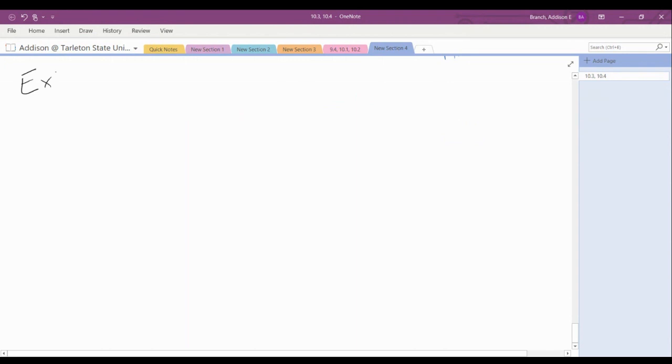So in this example, we want the area of the region inside r is equal to 4 sine of theta, and outside r is equal to 2.